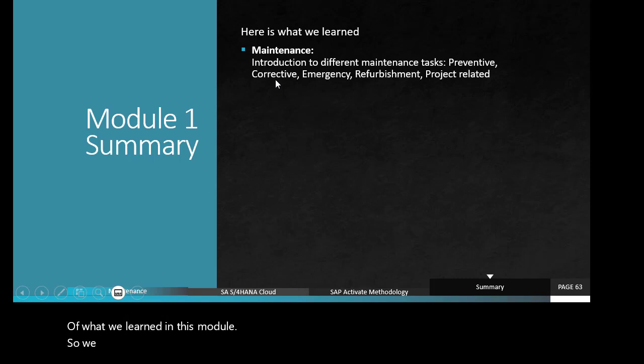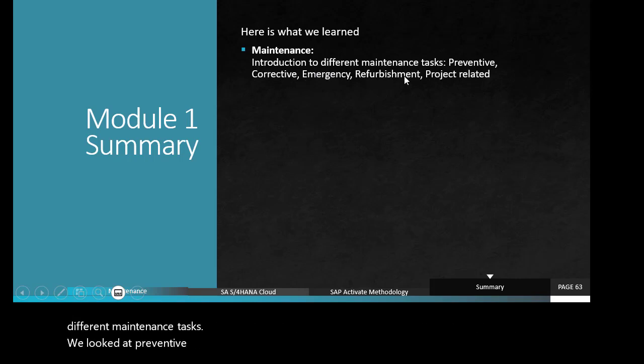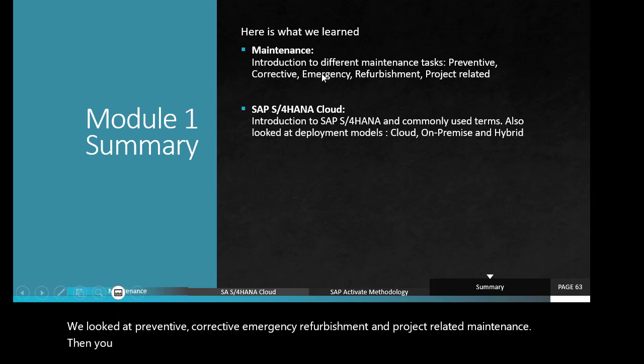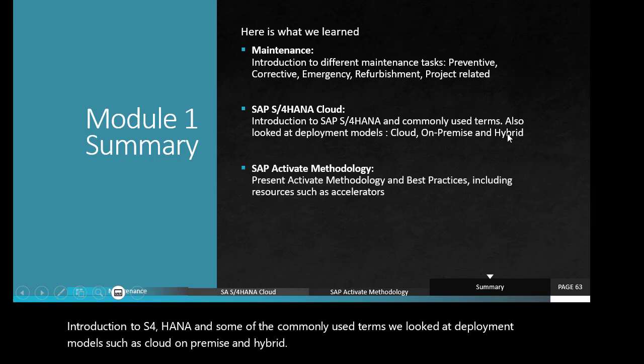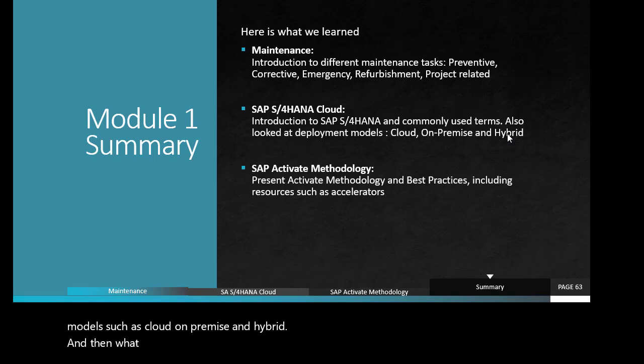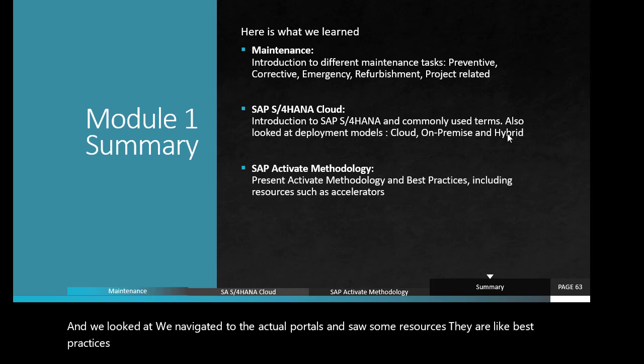We started with lesson one, where we looked at an introduction to different maintenance tasks: preventive, corrective, emergency, refurbishment, and project-related maintenance. Then in our second lesson, we looked at SAP S/4HANA Cloud, an introduction to S/4HANA, and some of the commonly used terms. We looked at deployment models such as cloud, on-premise, and hybrid. Then our third lesson was about the SAP Activate methodology, where we navigated to the actual portals and saw some resources there like best practices and accelerators.